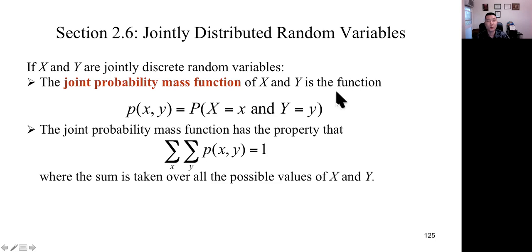So this week we'll finish chapter 2. Okay, so this is the last section for chapter 2, which is 2.6, jointly distributed random variables.